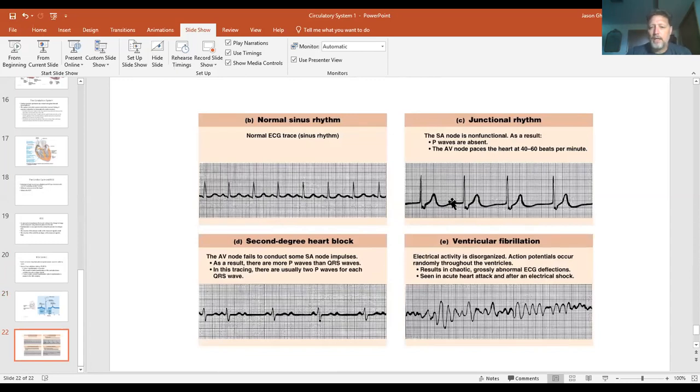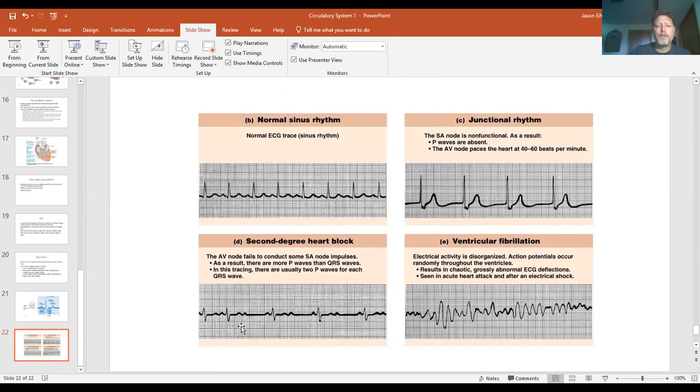We're missing a P wave. This means that our SA node is not firing, but the AV node is firing. We're still getting the QRS and a T. We skip a P, QRST, QRST. So that again, that's where an SA node problem is. And I'm nowhere near an expert on these things, and I don't claim to be. You'll learn more when you get into nursing school if that's where you're going.